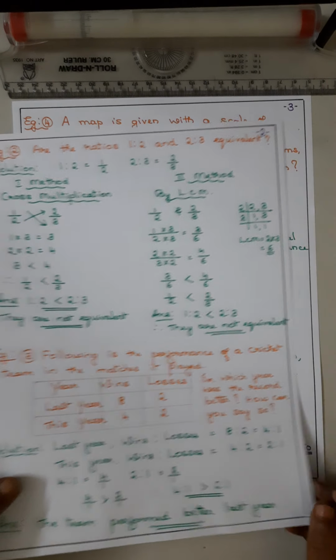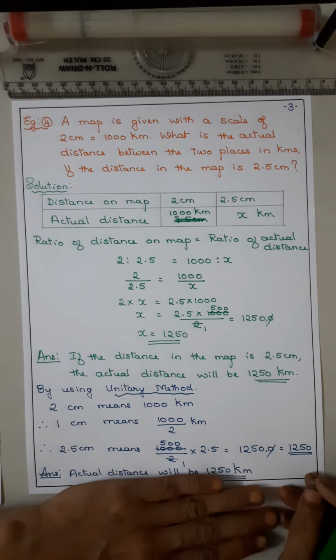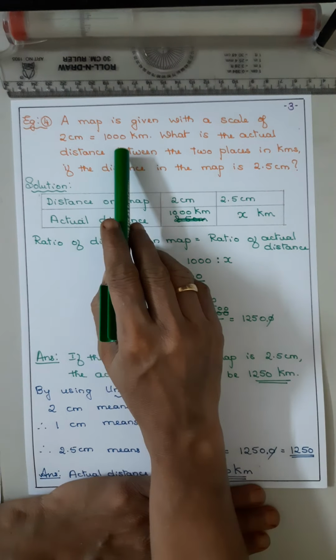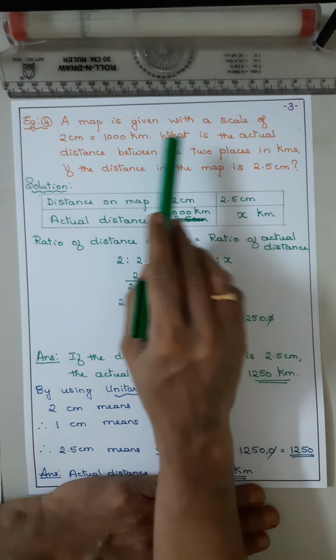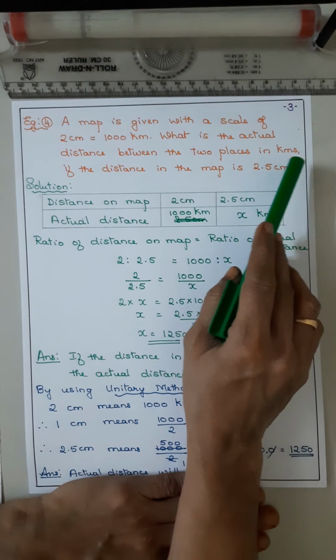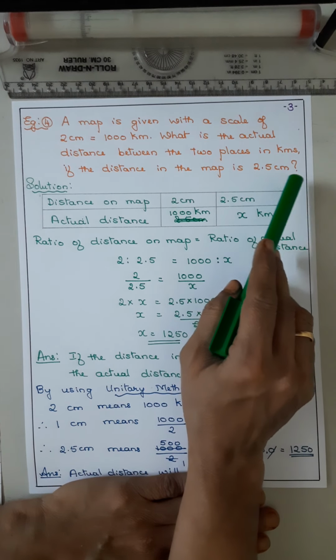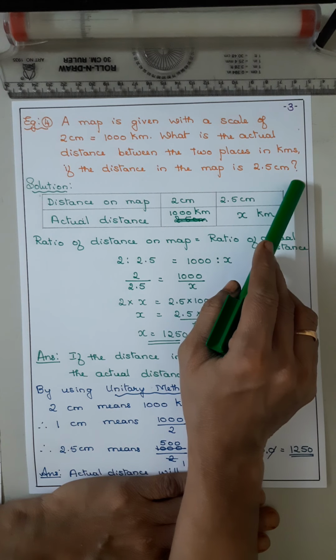Okay. Now coming to the example 3. A map is given with the scale of 2 centimeter is equal to 1000 kilometer. What is the actual distance between the two places in kilometers if the distance in the map is 2.5 centimeter?